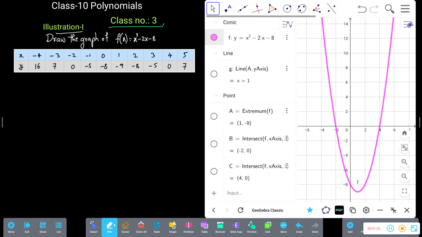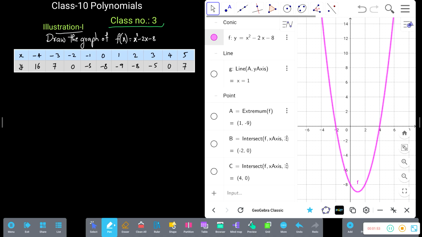So here the pink color line or curve is the graph of this polynomial. It is in the shape of a parabola, right? So this is a parabola. We call this a parabola. Okay, so this parabola, we can say by seeing this, is open towards upward. It is open upwards, right?